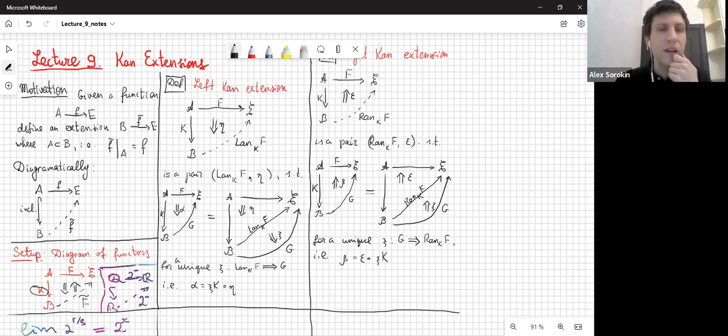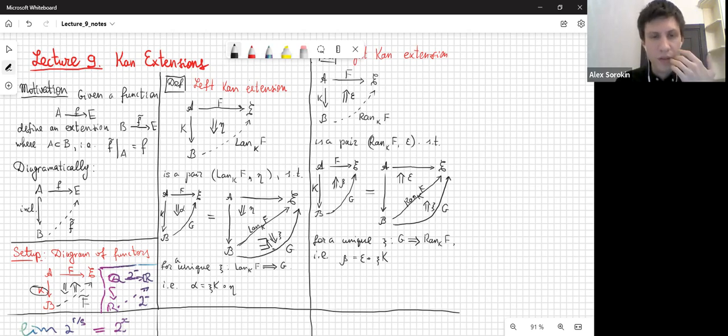Moreover, such a pair is universal in the following sense: if we have any other pair, G and alpha, which also reminds us of the picture above, then we can factor our two-cell alpha, our natural transformation alpha, through eta in the following way. We will draw this arrow, which is called the left Kan extension, this functor. We will fill the two-cell with eta, and we will find a unique, I will emphasize this, unique psi, such that the following two-cell will be the original one.